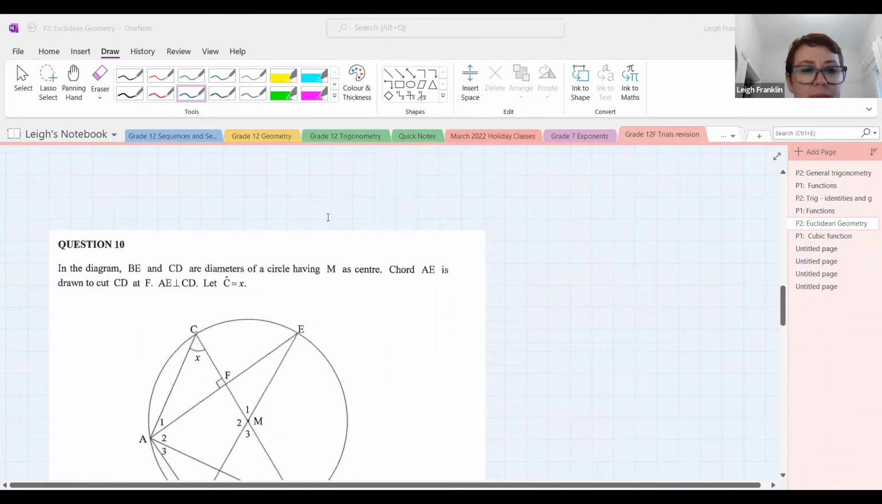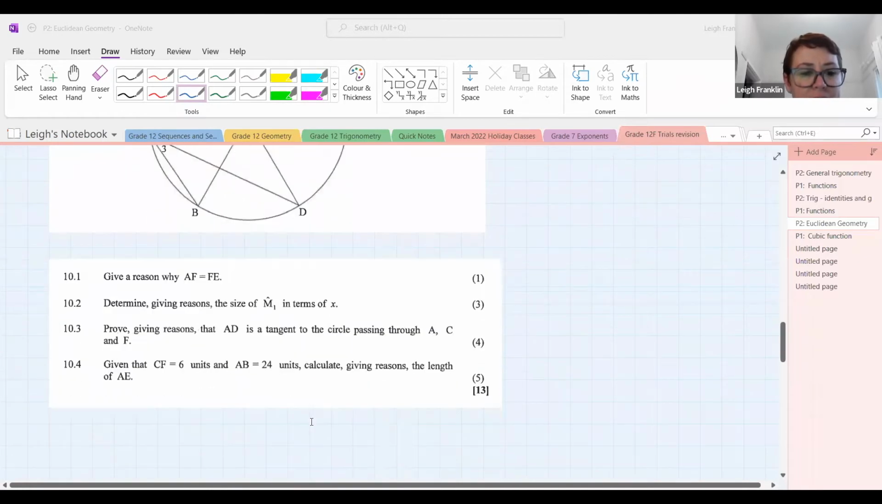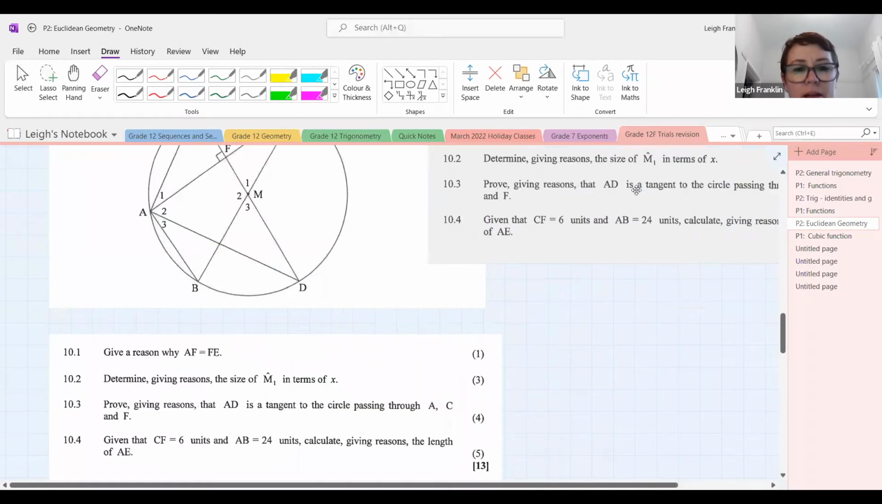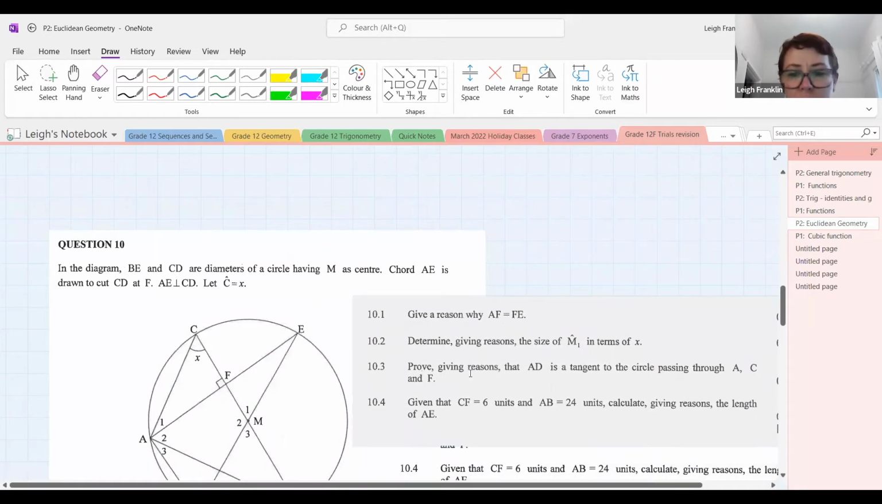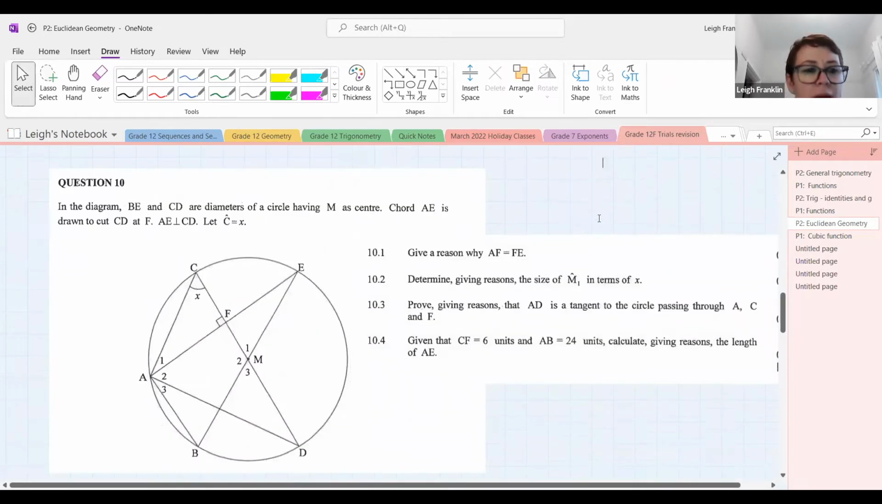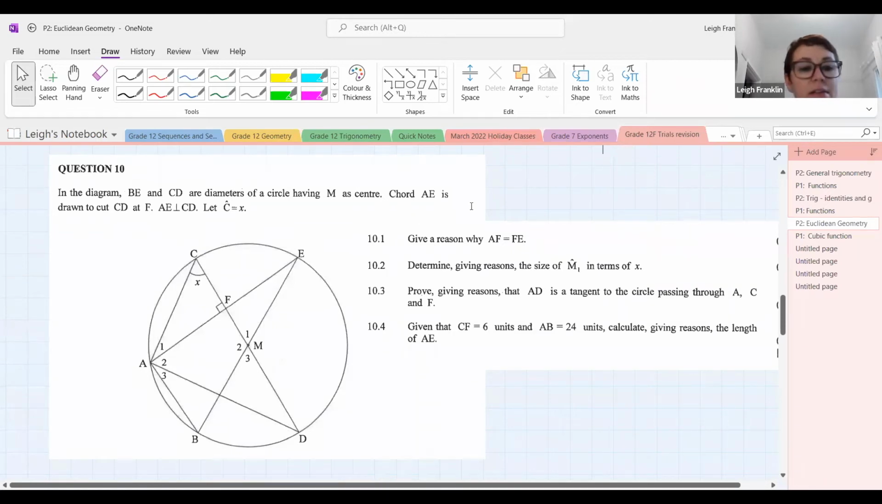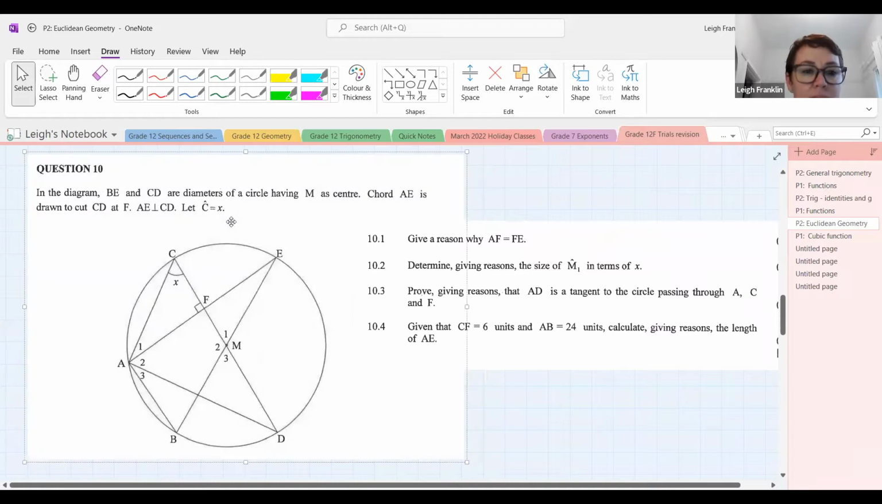Okay. Let's go and have a look at the next thing. All right, so here we go. Next one. Let's just move this up here as well. So in question number 10, they've given us in the diagram, BE and CD are diameters of a circle having M as center. Chord AE is drawn to cut CD at F, and AE is perpendicular to CD.